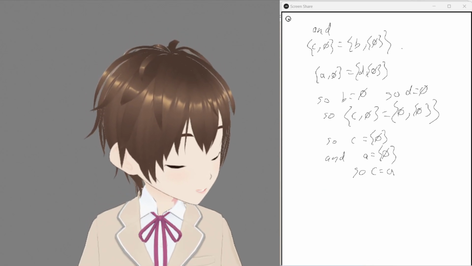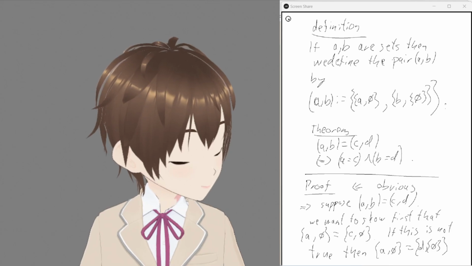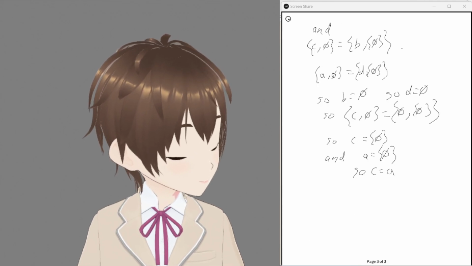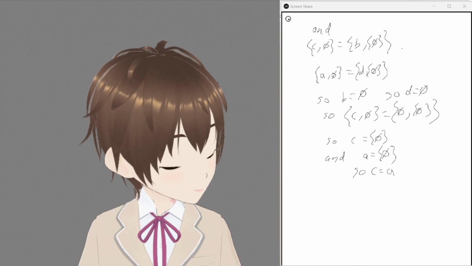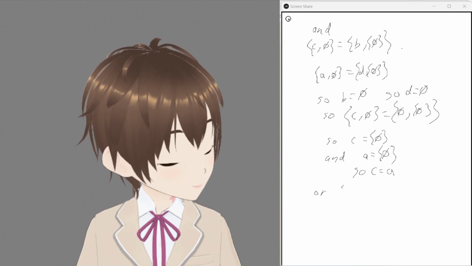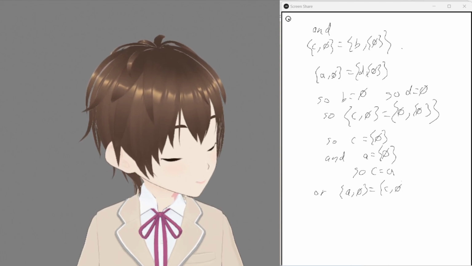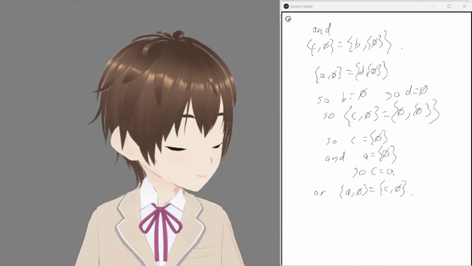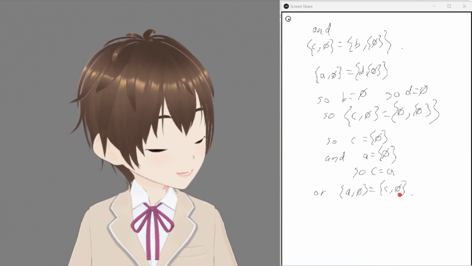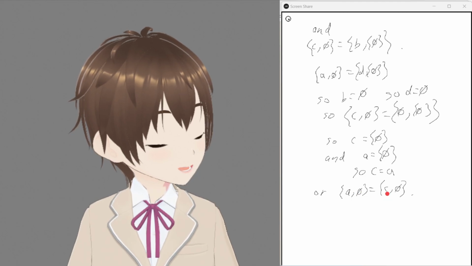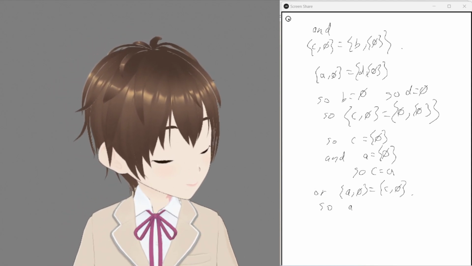So in this situation, I showed that C equals A if this is not true, and my assumption here was that these sets are not equal. So I have either C equals A or the set containing A empty set equals the set containing C an empty set, which also implies that C equals A, because A has to either be C or the empty set, which is fine if it's the empty set. But if A is the empty set, then this is the set containing the empty set, which means C is the empty set. So A equals C. In either case, A equals C. So A equals C in both cases.